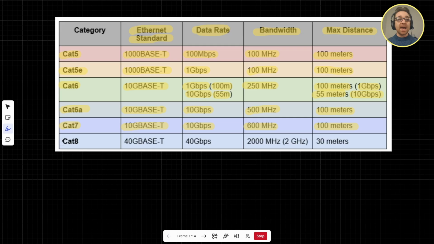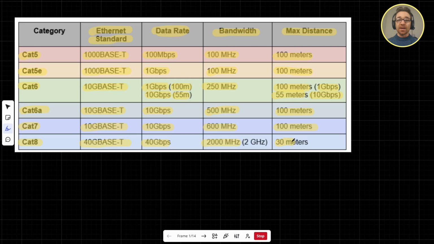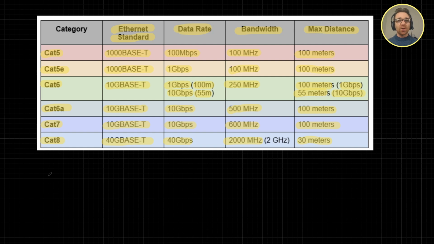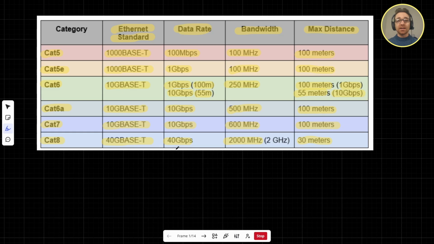Now, Category 8, here's where we do a big jump, right? 40GBASE-T, a huge jump, which is 40 gigabits per second, 2000 megahertz. What, are you kidding? But only at 30 meters, right? So very short distances. There, you're looking at really high-speed data center types of applications, okay? You wouldn't have this in your home. Very short distances, incredibly high speeds, pretty expensive. You're looking at data centers where that high speed is really important and you don't have really long cable run lengths.